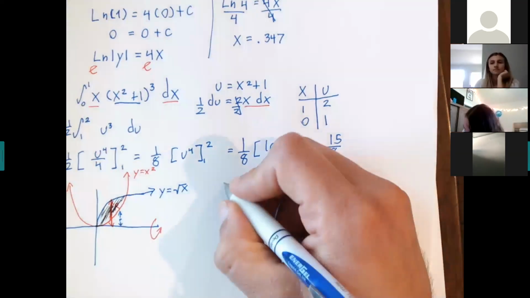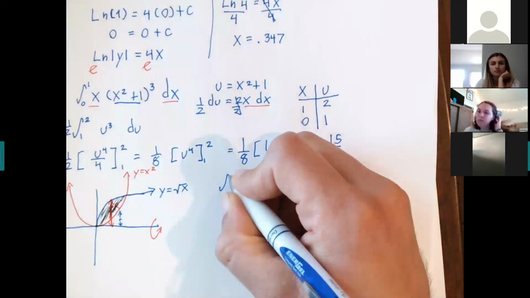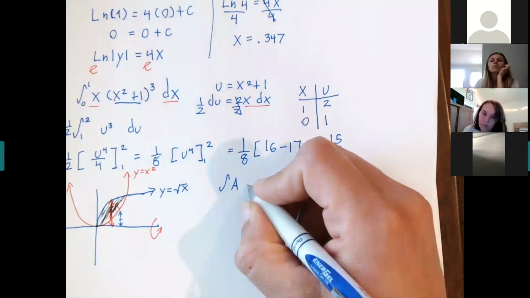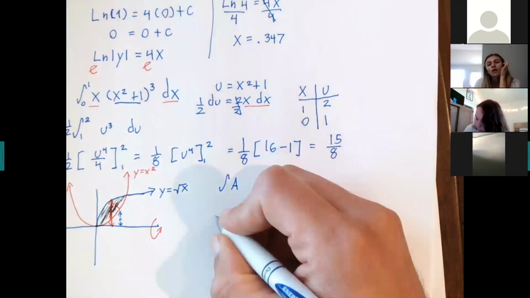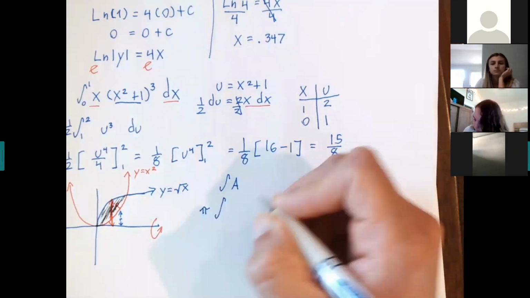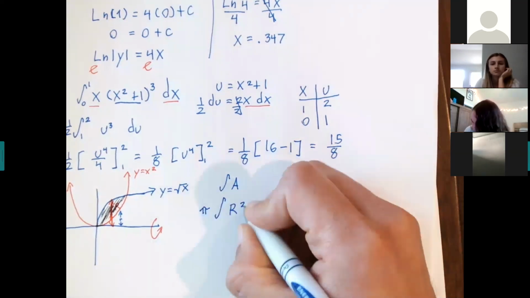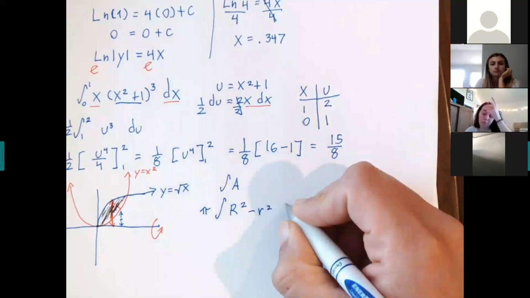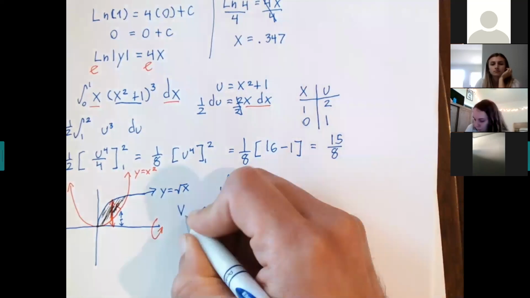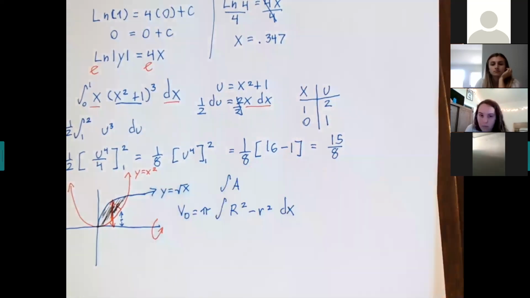Remember, all of that comes from integrating the area of a circle, which in this case is pi r squared. Let me write the formula for you in case you don't remember. This case is going to be dx. This is the volume of a disk. So that's the formula.